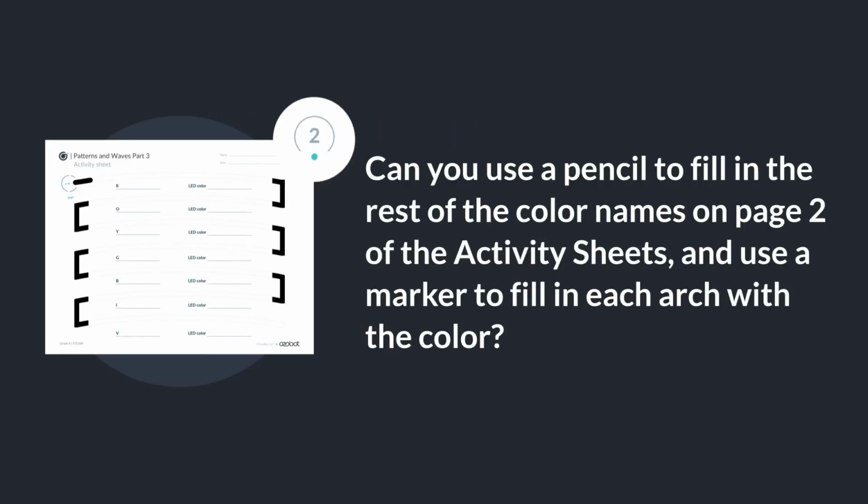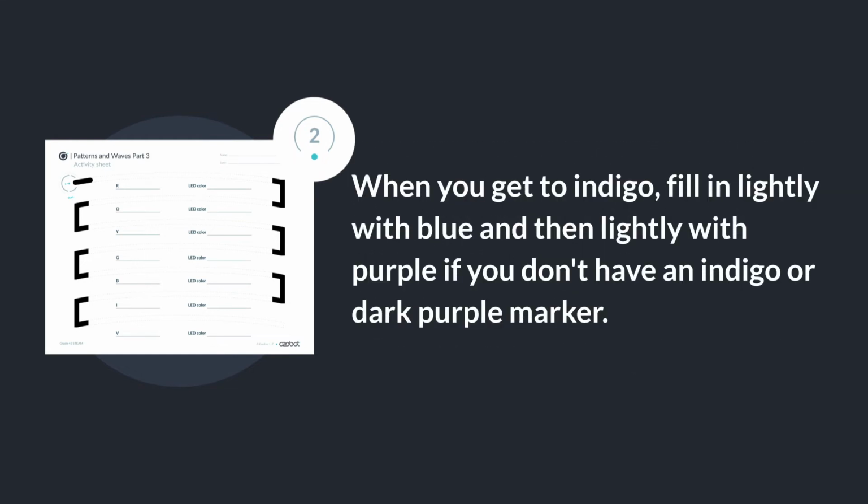Can you use a pencil to fill in the rest of the color names on page 2 of the activity sheet and use a marker to fill in each arch with the color? When you get to indigo, fill in lightly with blue and then lightly with purple if you don't have an indigo or dark purple marker.